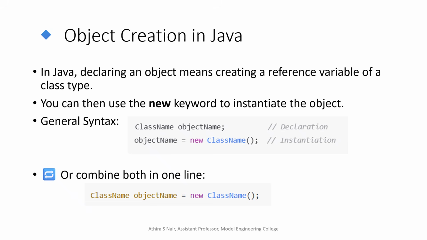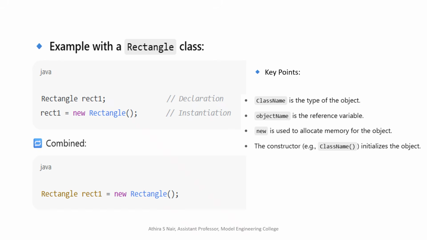Each object occupies separate memory. Here we have a class called Rectangle, and we are creating an object rect1. So rect1 is equal to new Rectangle. This is how we instantiate the object rect1. Or we can also write it as a combined instruction like Rectangle rect1 is equal to new Rectangle.